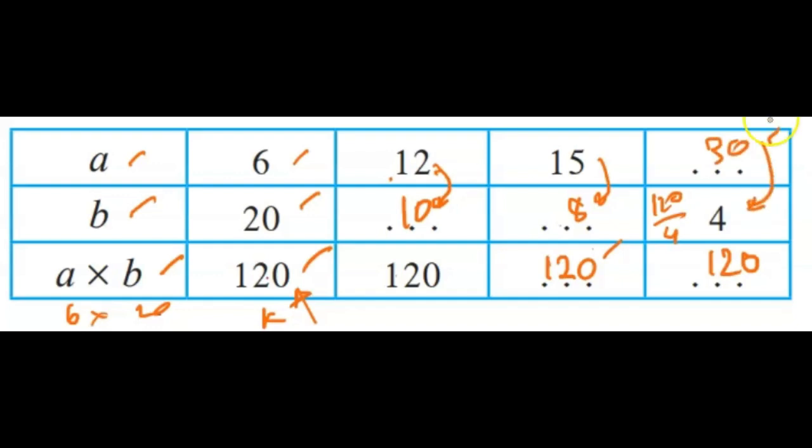So here we are calculating the value of a, that is 30, using this formula. And 30 times 4 is 120. So this is what we are getting from the inverse variation.